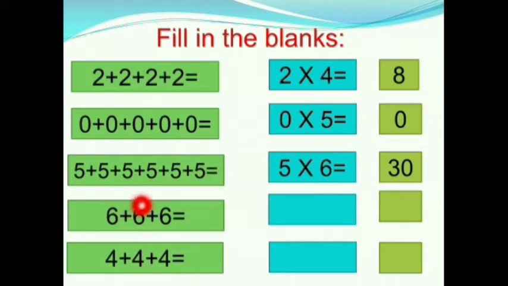See the next question. 6 plus 6 plus 6. Here 6 is repeated 3 times. So we will write 6 into 3. What is 6 into 3? 6 3s are 18. See the next question. 4 plus 4 plus 4. Here 4 is repeated 3 times. So we will write 4 into 3. 4 3s are 12. Therefore the product of 4 into 3 is equal to 12.